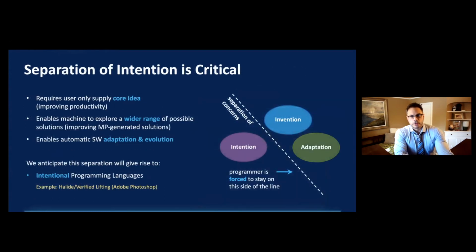So now that we understand what the pillars are, I want to take just a quick moment to express an idea that I think is very important, that is part of the reason why I think SQL has been so successful, and also why Halide has been so successful: this notion of separation of concerns. When we think about the three pillars, one of the things we've seen in our group is if you can build a system where intention is completely known and it doesn't include any details that are inventive or adaptive, it tends to allow the machine programming systems that will try to fulfill that intention to do it in a much more exhaustive and optimized way.